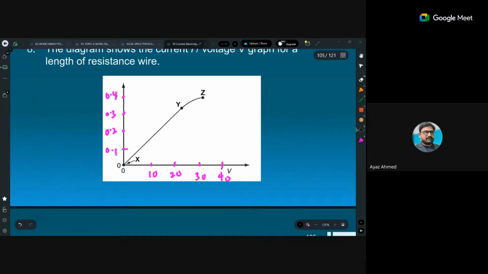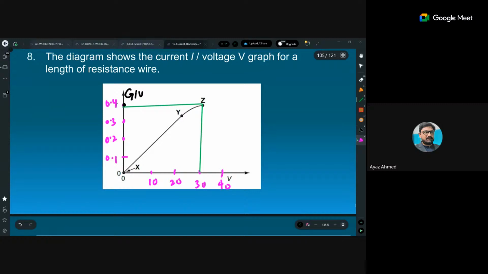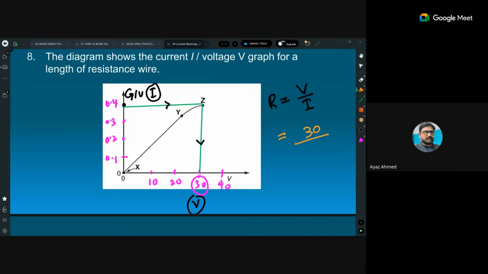I am asking what will be the resistance at 0.4 ampere. Given is 0.4, this is your given. Just draw a line from 0.4 to the graph. You have reached here, okay, and then go from that to the other axis, the opposite axis, and you have calculated this voltage value. Your I was given, so you found V with the help of the graph. And then you use R equals V by I. Now see, I said any axis, it does not matter. The value of V is 30, the value of I is 0.4. So what will be your answer?